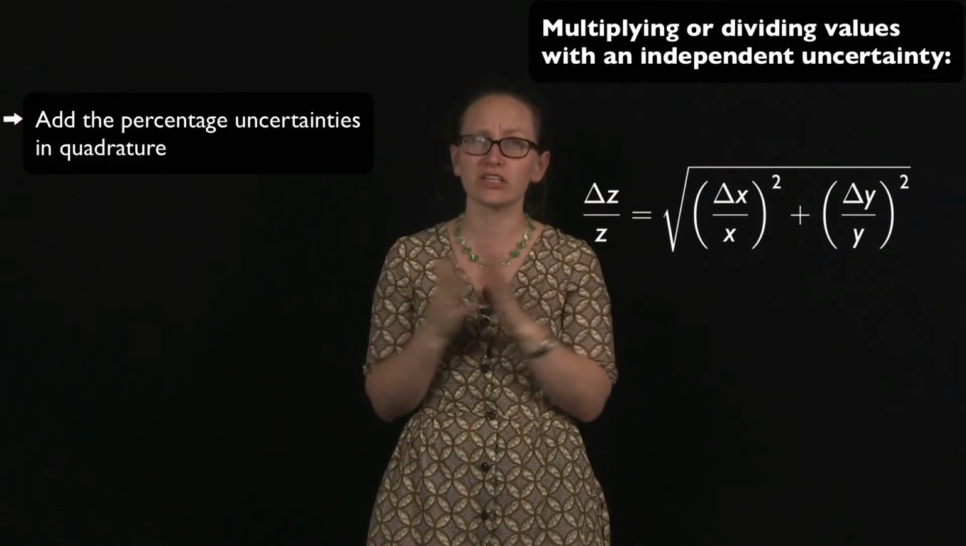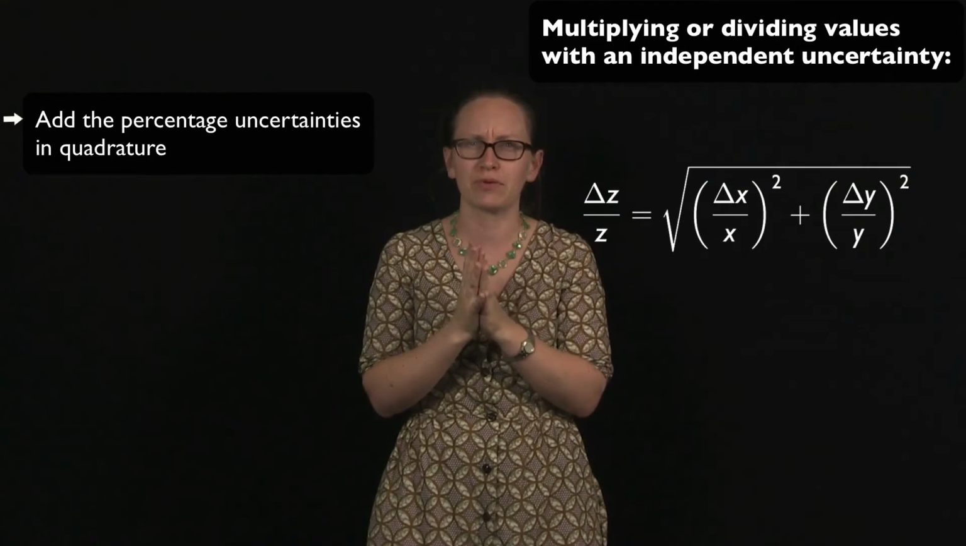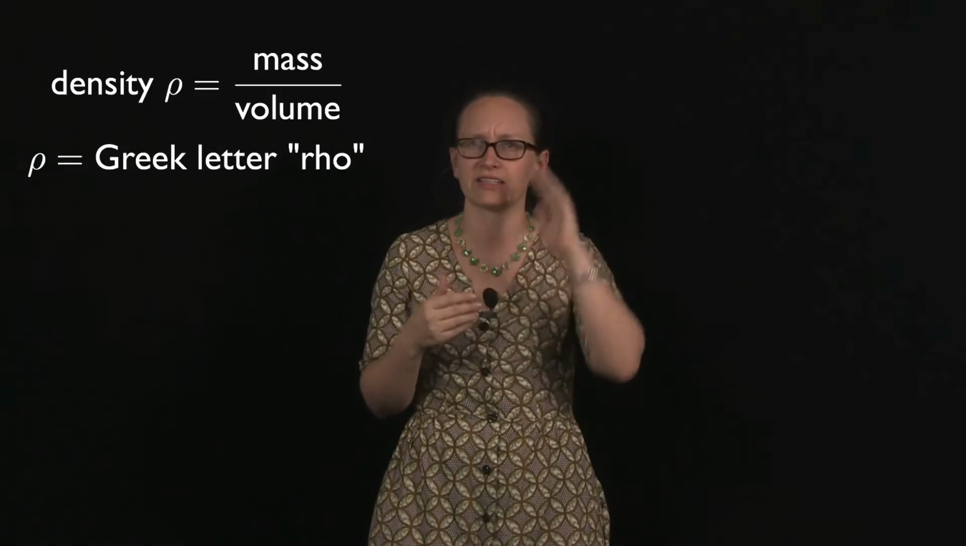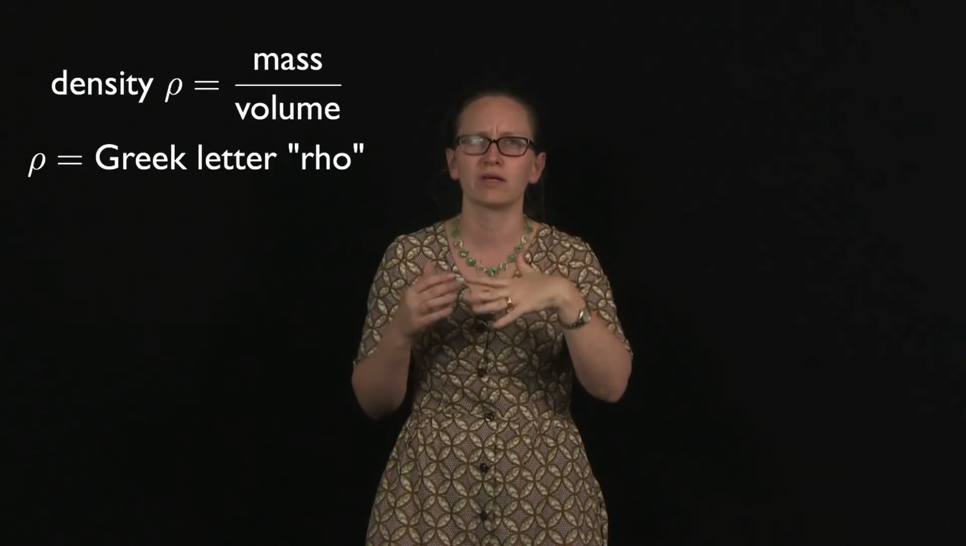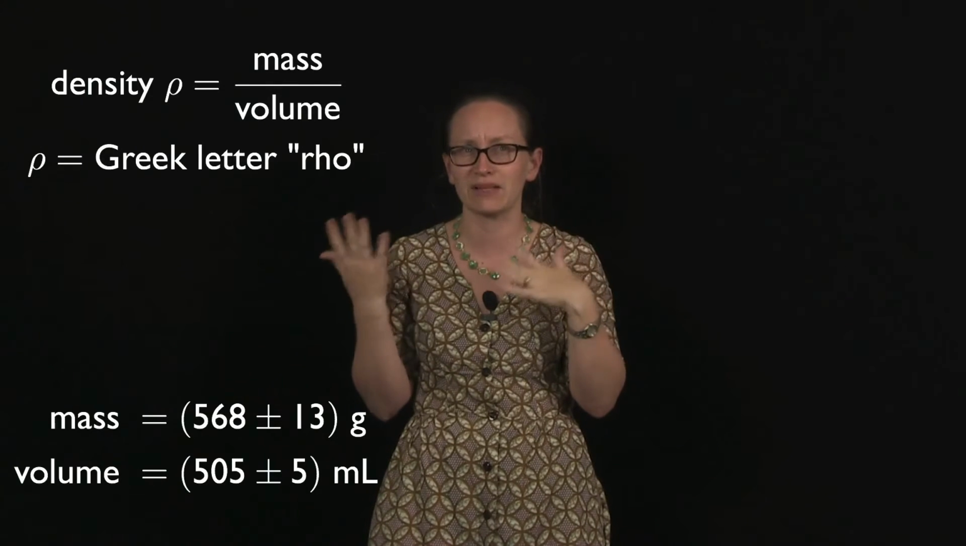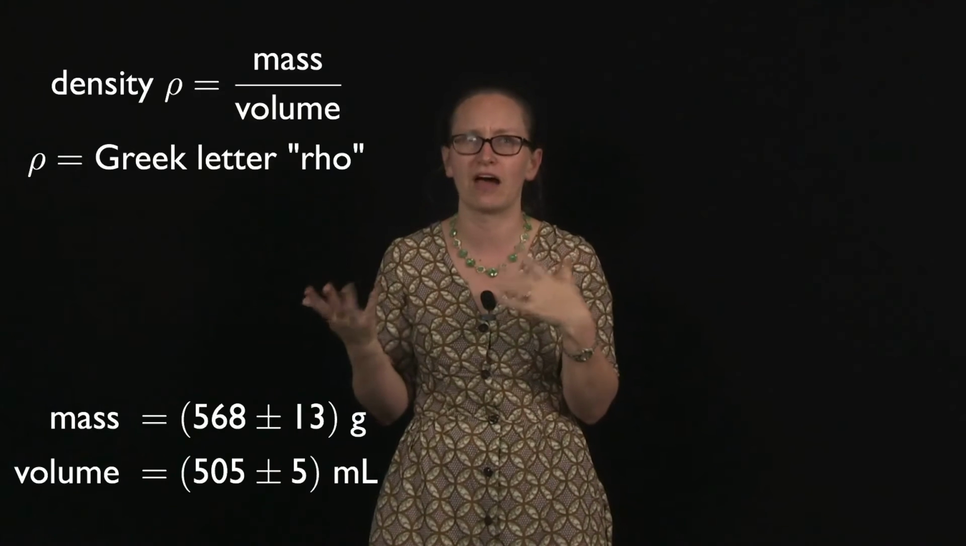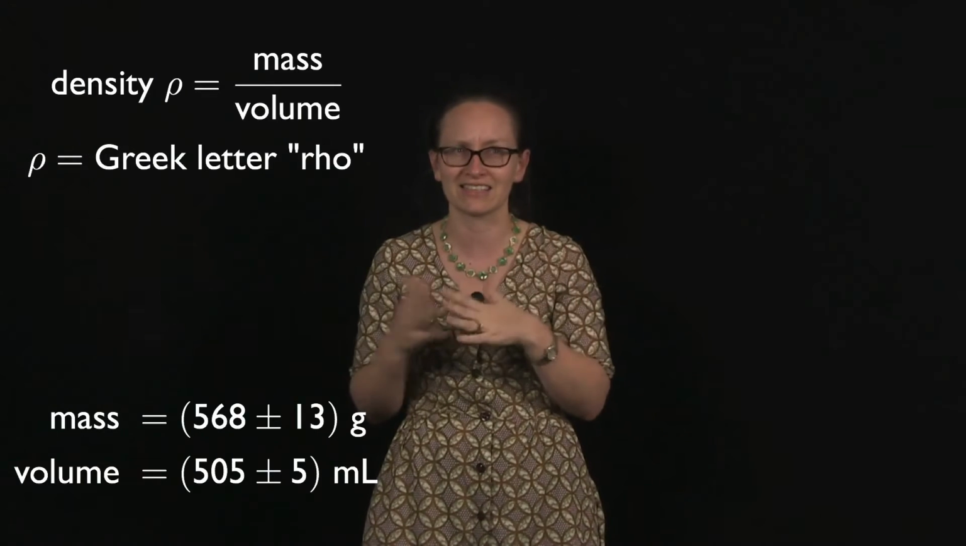Now, if we want to multiply or divide two values with an independent uncertainty, then we need to add the percentage uncertainties in quadrature. Let's consider an example. Say we wanted to calculate the density of something. The density of something can be calculated as the mass divided by the volume. So let's say that we had a mass of 568 plus or minus 13 grams and a volume of 505 plus or minus 5 milliliters.